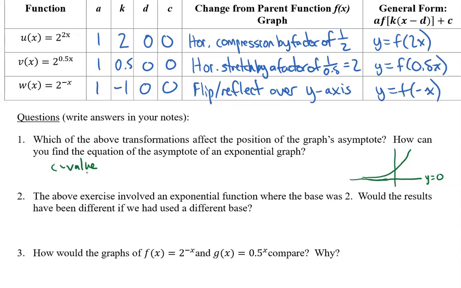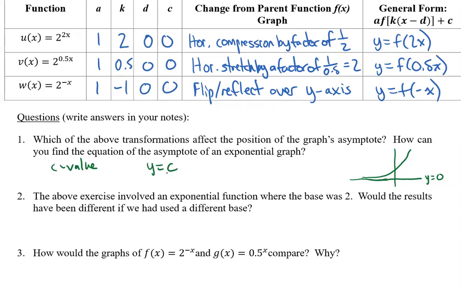How can you find the equation of the asymptote of an exponential graph? Well, the equation of the asymptote is y equals the c value. If you need to convince yourself of that, go ahead and graph some of these functions using Desmos that we've seen above and just see how that affects things.